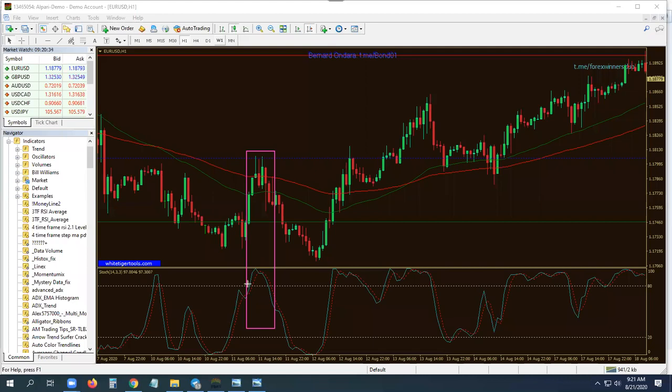When stochastic is above this 80 line, it means the market is overbought. Overbought means it's too overstretched. It should be going down. So this one is saying overbought, which means sell, because after stochastic is up here, the next thing you see is it goes down.